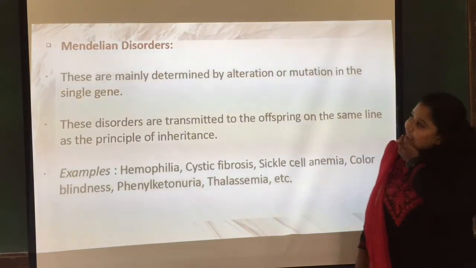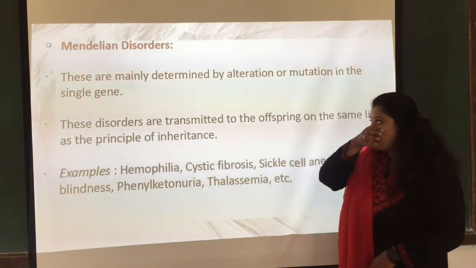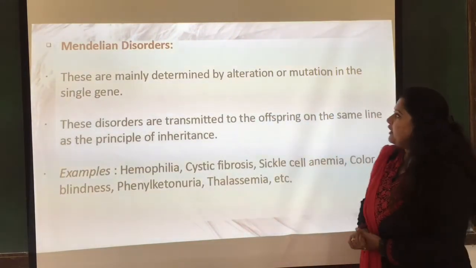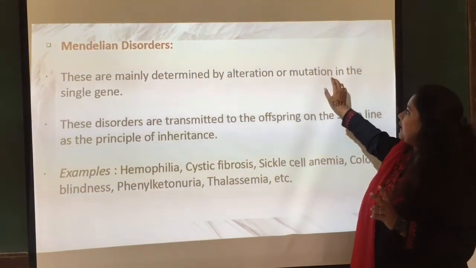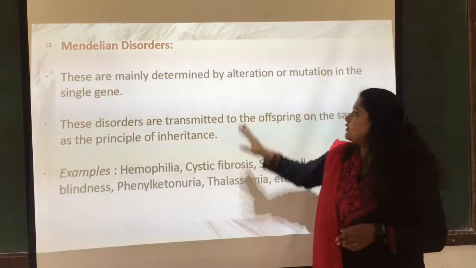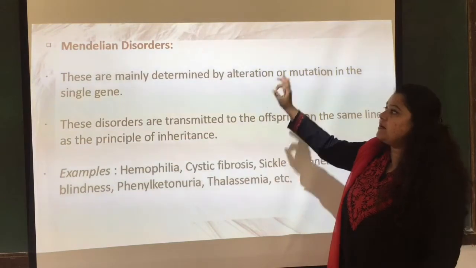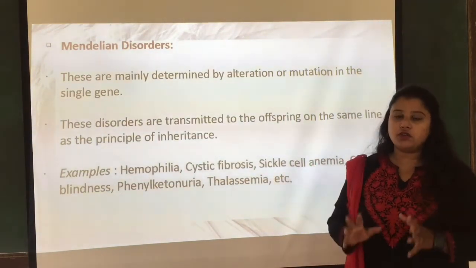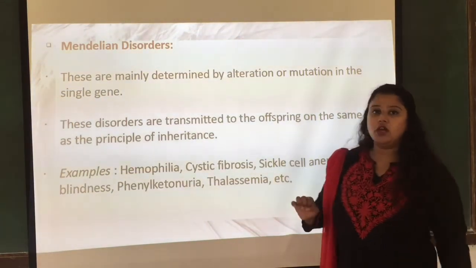Okay. Now, the next type is Mendelian disorders, right? Now, the Mendelian disorders are mainly determined by alteration or mutation in a single gene, right? Means whatever alteration is taking place in the DNA, it occurs through that. And the second is the mutation which is taking place in the single gene. So, either it occurs through alteration, right? Or it occurs through mutation. So, Mendelian disorders are occurring in 2 ways, either by the alteration of the particular chromosomes, or second, mutation which is taking place in the particular gene.